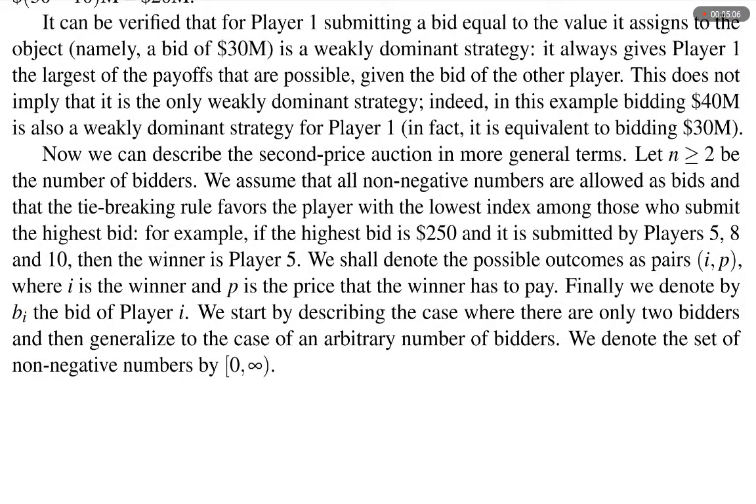It can be verified that for player 1, submitting a bid equal to the value it assigns to the object, namely a bid of $30 million, is the weakly dominant strategy. It always gives player 1 the largest of the payoffs that are possible, given the bid of the other player. This does not imply that it is the only weakly dominant strategy. Indeed, in this example, bidding 40 million is also a weakly dominant strategy for player 1. In fact, it is equivalent to bidding $30 million.